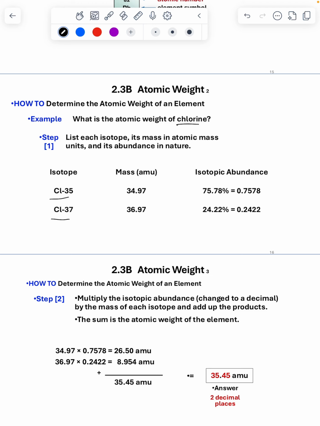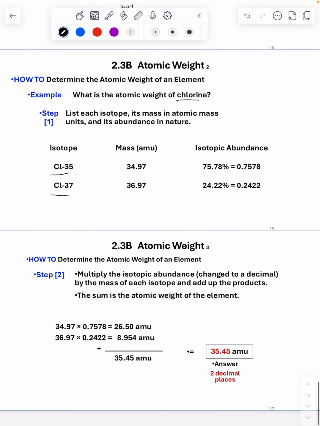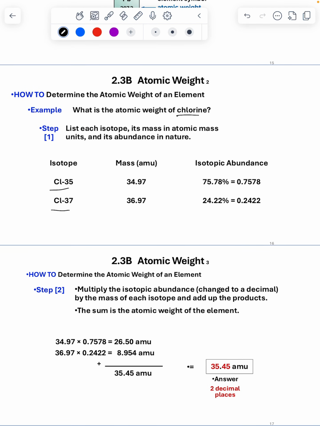All right, so once we know the isotope mass and the percent abundance, then we can figure out the average atomic mass or the atomic weight of the element. So step 2 says multiply the isotopic abundance. Notice that it's changed to a decimal. That's very important. Multiply that percentage by the mass of each of the isotopes, and then you add up the products. This sum is the atomic weight, or the average atomic mass.